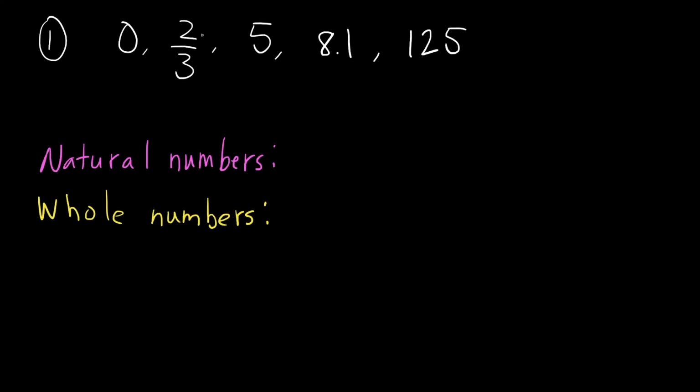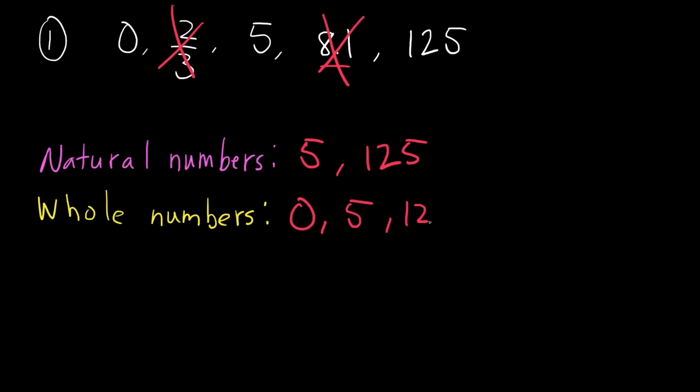We notice right away that the number 2/3 is a fraction, and if you haven't learned fractions yet, that's okay. We just recognize that it's not a natural number, so we can cross that out. And then we notice 8.1. Well, that's a decimal, and I can't count 8.1 with my fingers, so we're going to get rid of that number. Since 2/3 and 8.1 cannot be natural numbers, they're also not going to be whole numbers. So we're left with 0, 5, 125. So 5 is a natural number, and 125 is a natural number, because I can continue this counting pattern and get to 125 eventually.